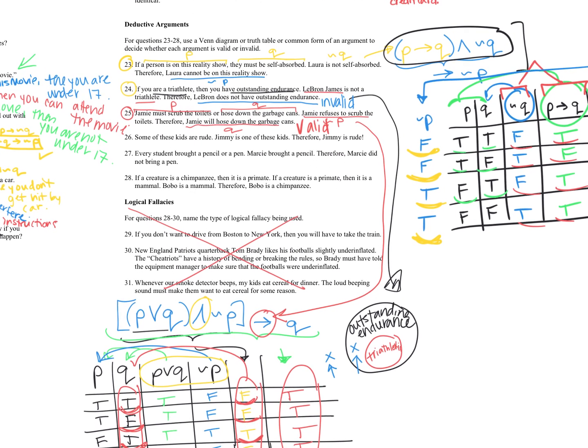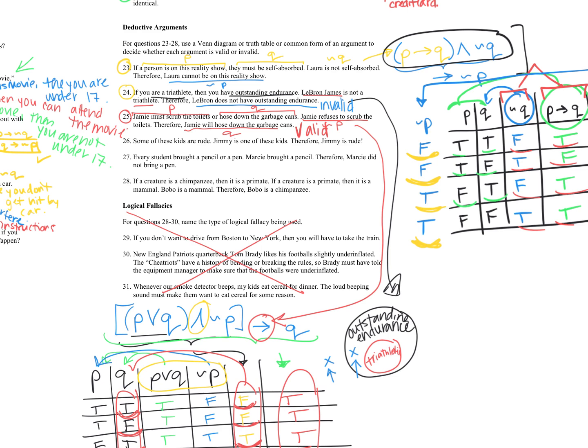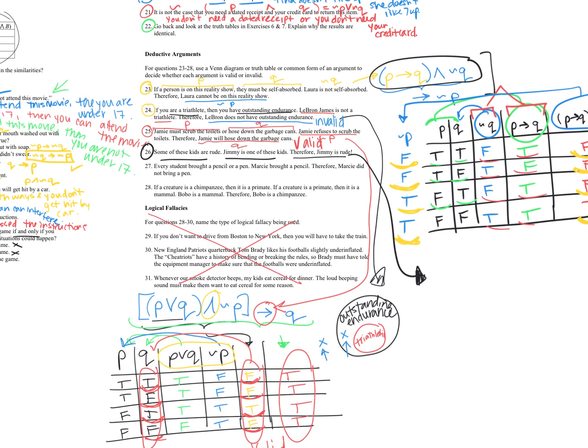Okay, for question number 26, let's go back and forth, Venn diagram here. It says some kids are rude. Some of these kids are rude. Jimmy is one of these kids. Therefore, Jimmy is rude. If you read that, it sounds very valid. Not everything that sounds that way is, but let's take a look at this.